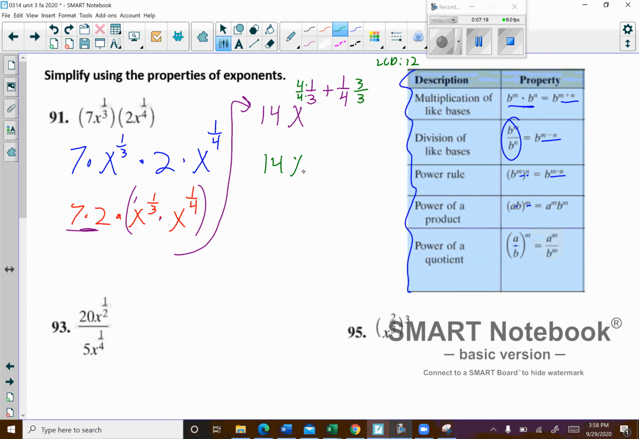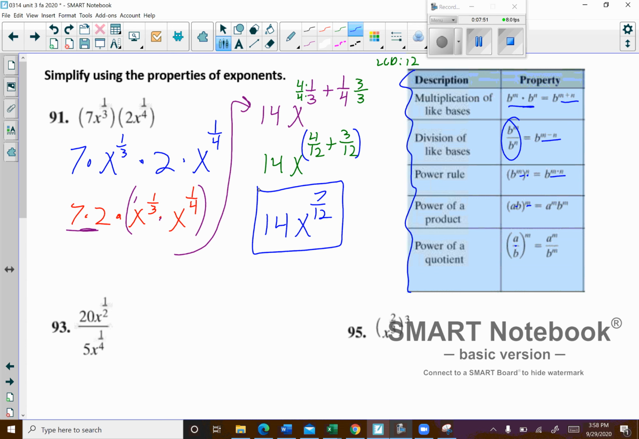So 14x is going to be to the 4/12 plus 3/12. And then we have that common denominator, so we can add the 4 and the 3 together. So my final answer is 14x to the 7/12. And that's my answer. That's it, okay? I'm not saying it's super easy, but it's not that bad, okay? You just got to remember your properties of exponent rules.